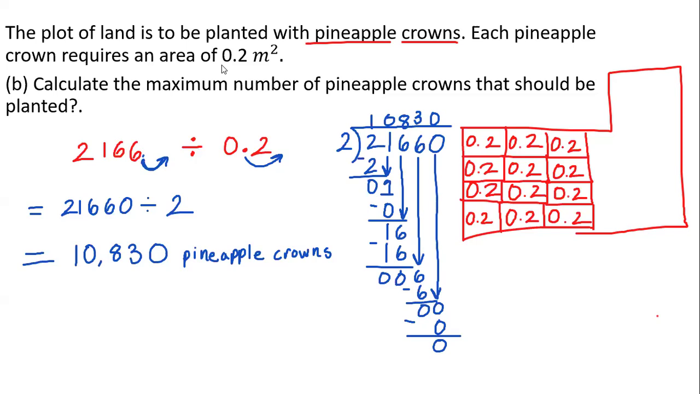Jasmine Rose, where's Jasmine? Yes, sir. Do you understand how we got this? Yes, sir. Okay, explain how we got this, please. We moved the decimal in 0.2 behind the 2, and we moved the decimal backwards from 2,166. So then we divided 2,166 by 2, and we got 10,830 pineapple crowns.